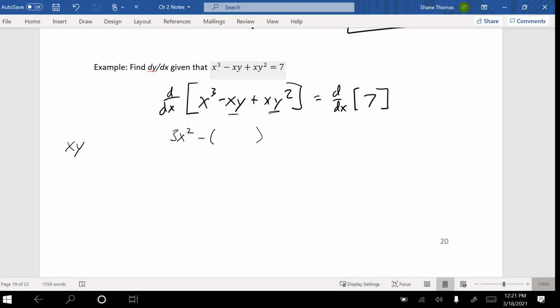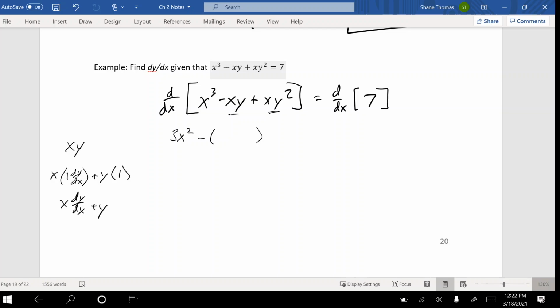So xy: 1d2 plus 2d1. 1d2, what's the derivative of y going to be? 1, but I have to include dy dx, correct? All right, plus 2d1, what's the derivative of x? 1. All right, so this is going to be x dy dx plus y.